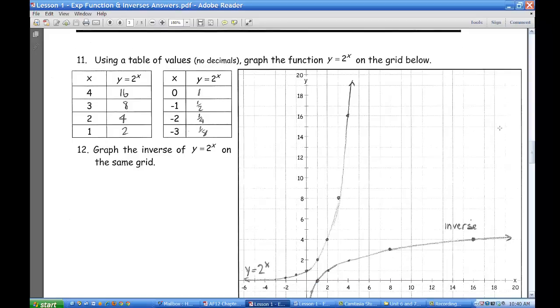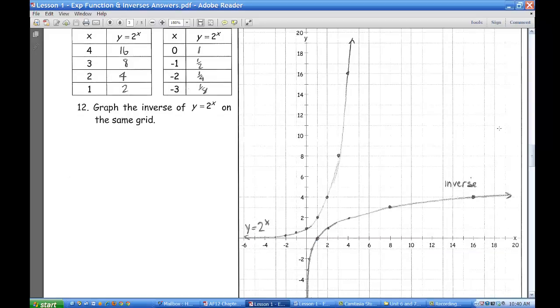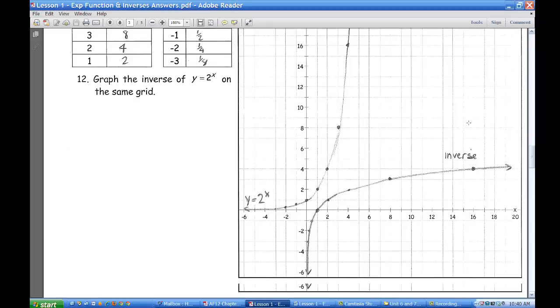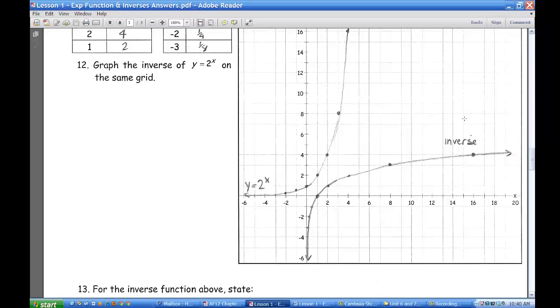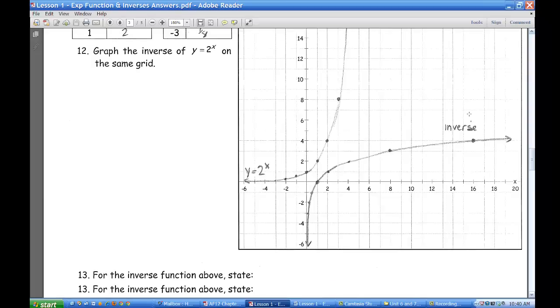The inverse is the reflection of the original graph over the y equals x line. And you can see that these two graphs are symmetrical about y equals x. What changes though? Really, because you flip x and y, the only thing that changes is your properties of x become properties of y, and your properties of y become properties of x. And the same characteristics stand except they flip between x and y.